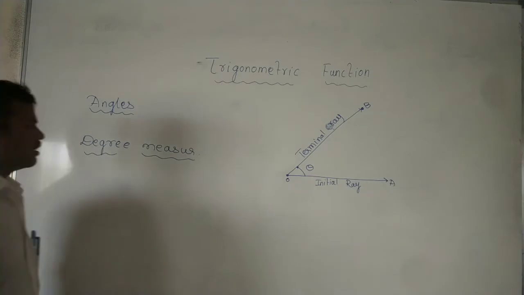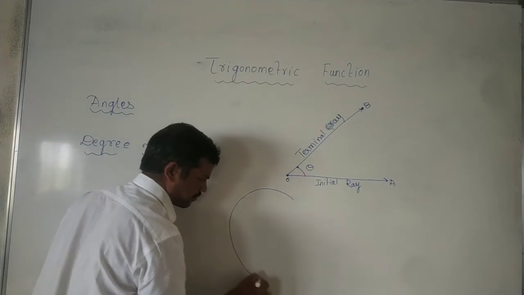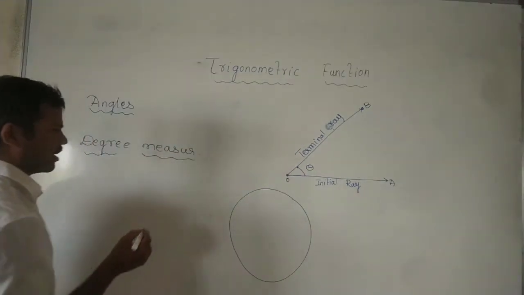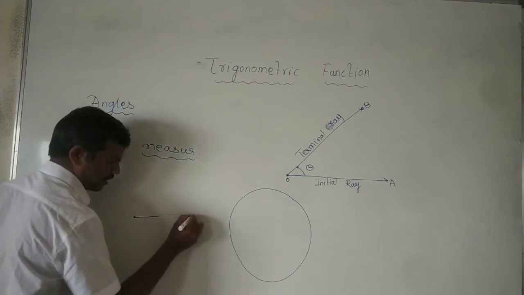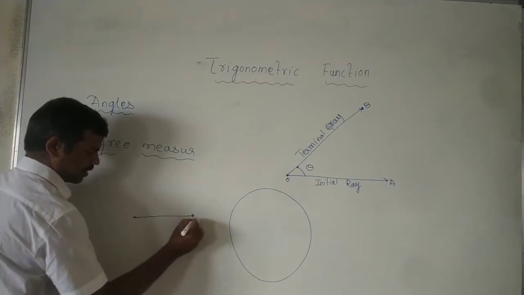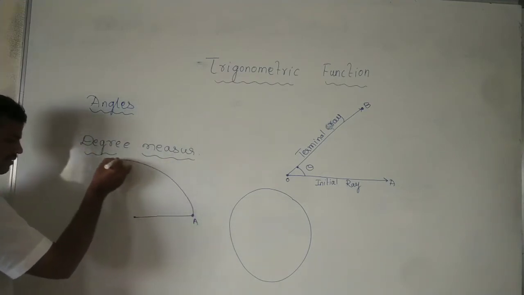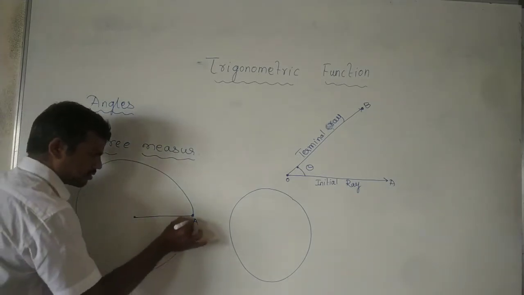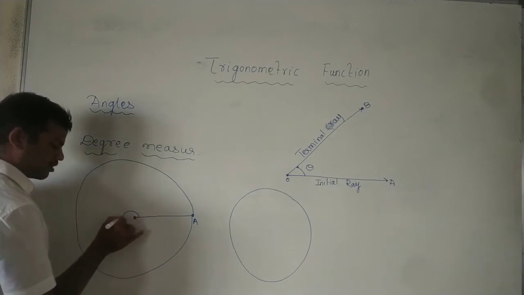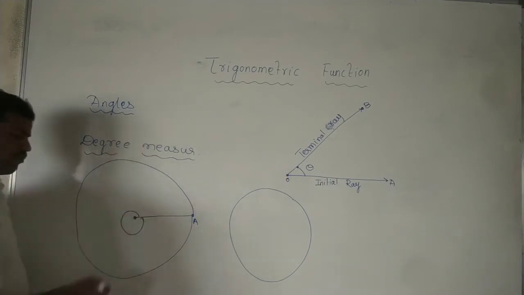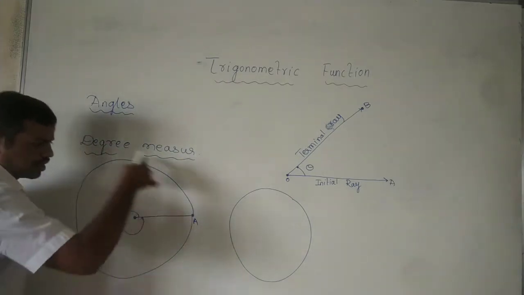So this is a degree measure, which means 1/360th part of a complete rotation. For example, a ray OA starts, and it starts rotating like this, and once again it reaches its original position. Both coincide. So it has completed one rotation, meaning one revolution is over.